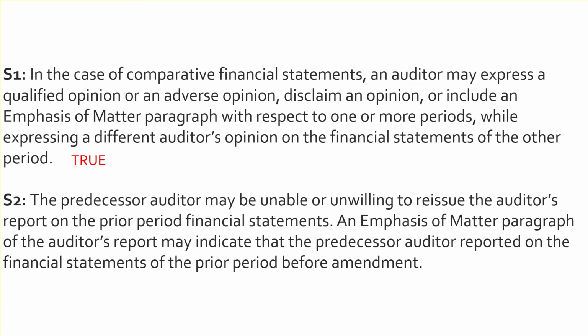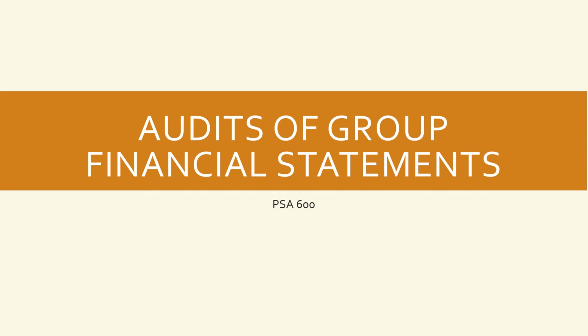Statement 2. The predecessor auditor may be unable or unwilling to reissue the auditor's report on the prior period financial statements, in which case an emphasis of matter paragraph may indicate that the predecessor auditor reported on the financial statements of the prior period before amendment. What you are trying to highlight is the fact that there is a predecessor auditor, and so therefore you should not use emphasis of matter paragraph. Rather, you should use an other matter paragraph. So statement 2 is false. So that's it about comparative financial statements and corresponding figures.